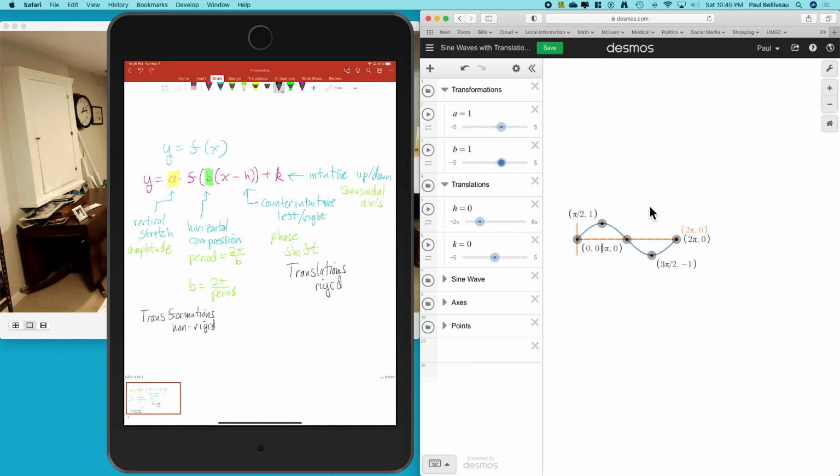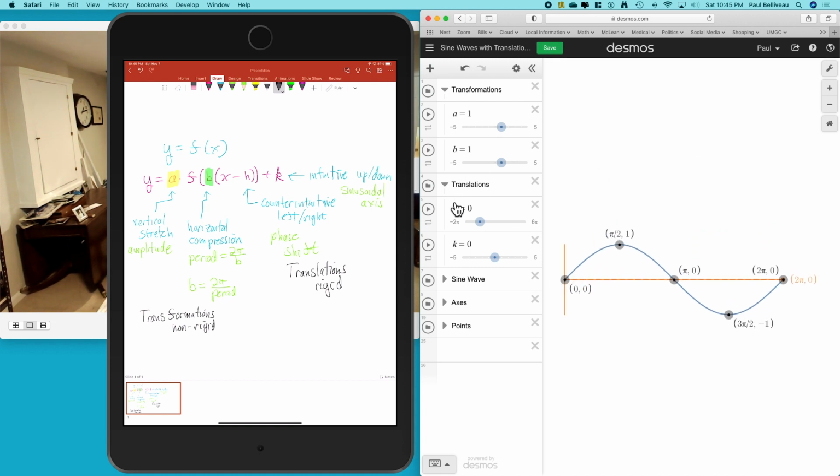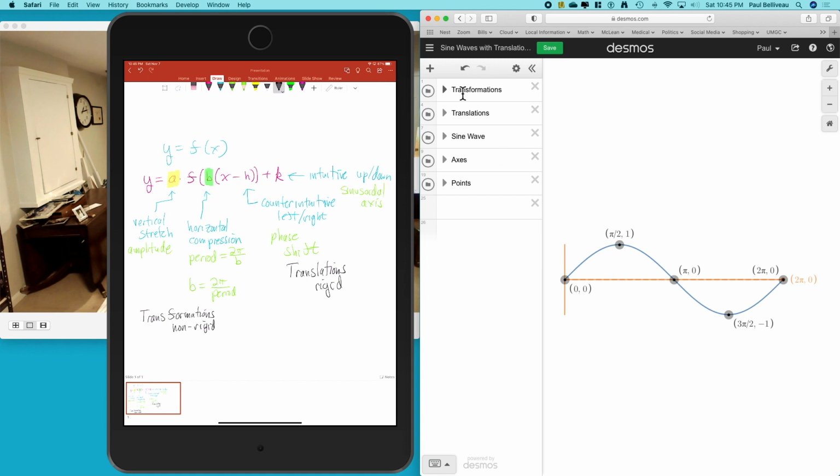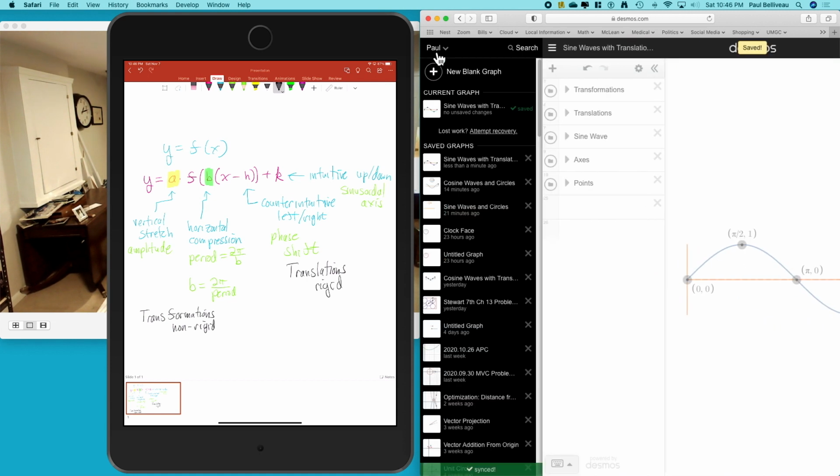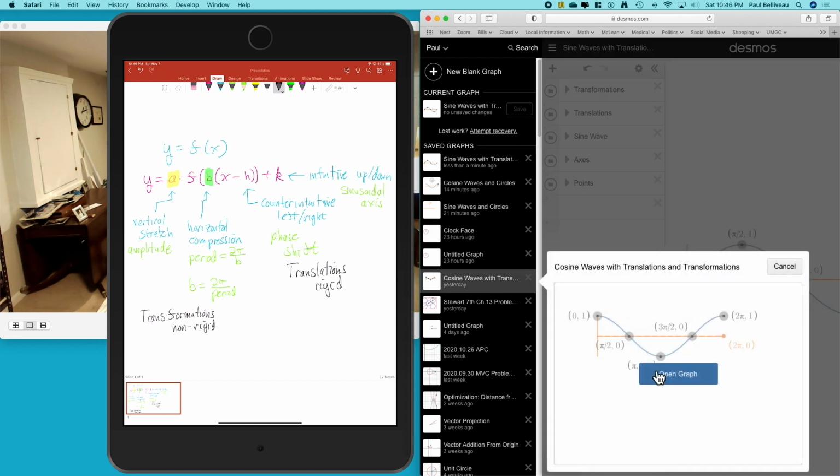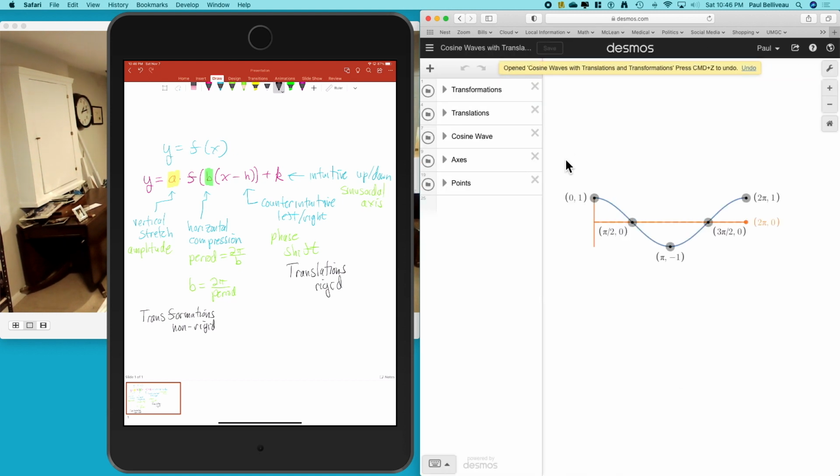I'm going to let you have a modified version of this Desmos graph as an activity, where you'll be able to manipulate that, and you'll be able to use this on the homework tonight. Okay, so I will post that. And everything I've just told you about A, B, H, and K, remember my original statement, it's true of any function, which means it's also true of cosine waves.